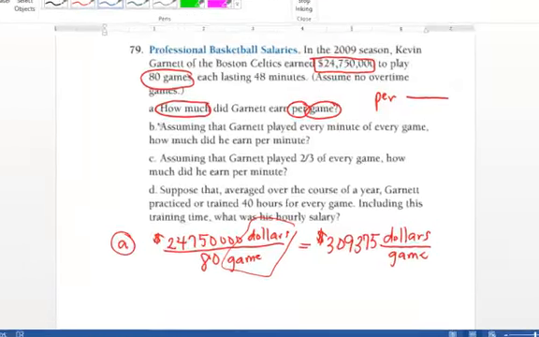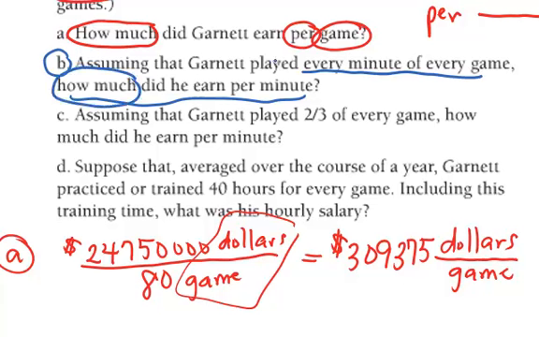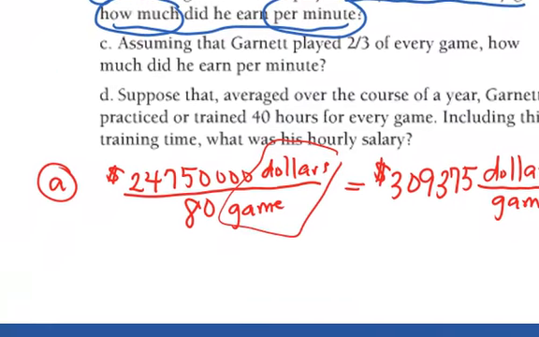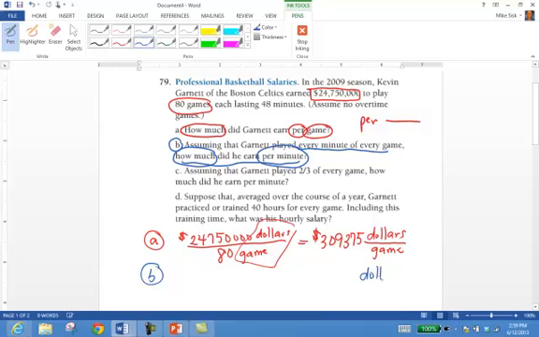All right, we're going now to part B. Assuming that he played every minute of every game, how much did he earn per minute? Again, here are the key words: how much per minute? So for that answer, I want my answer to end up with dollars on top and minutes on the bottom. All right, we know how much he earned per minute.